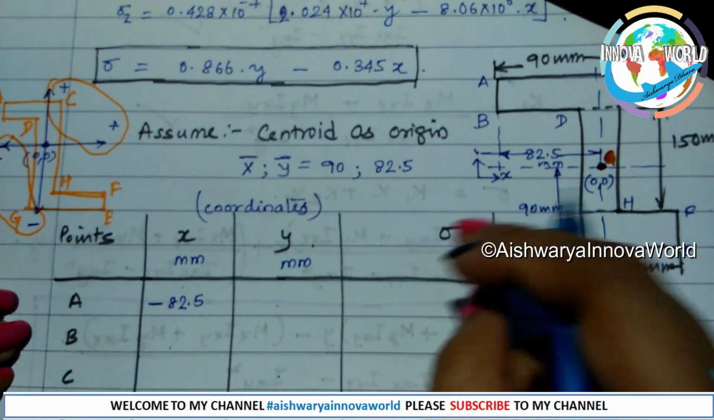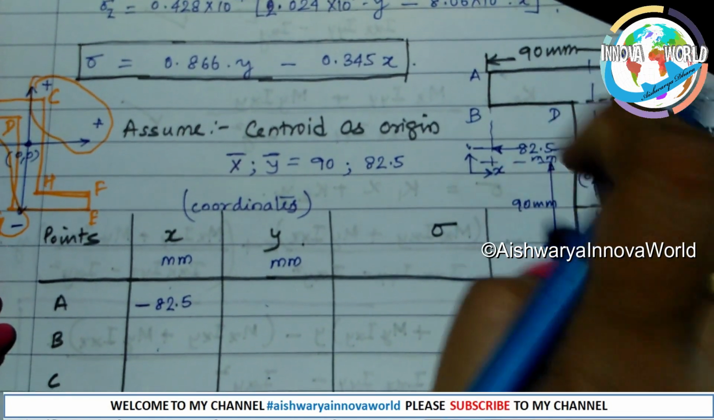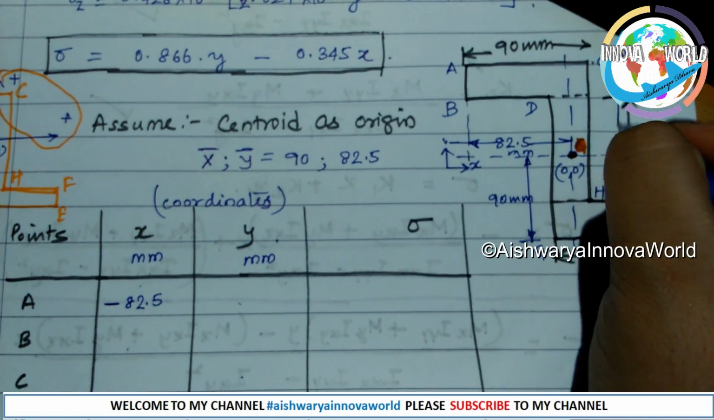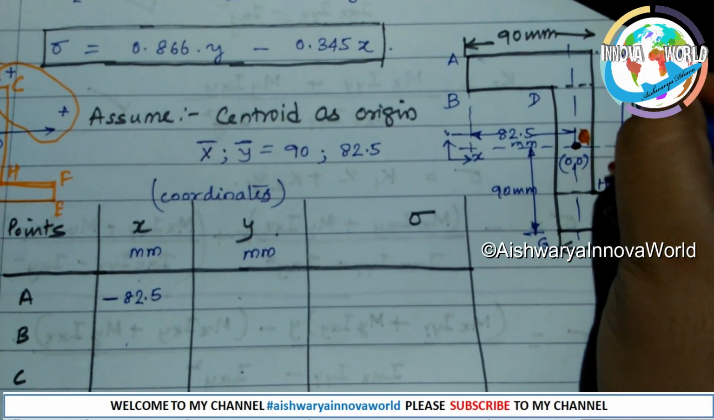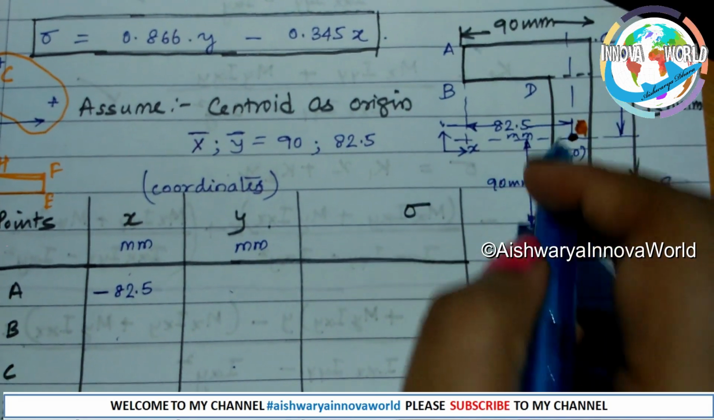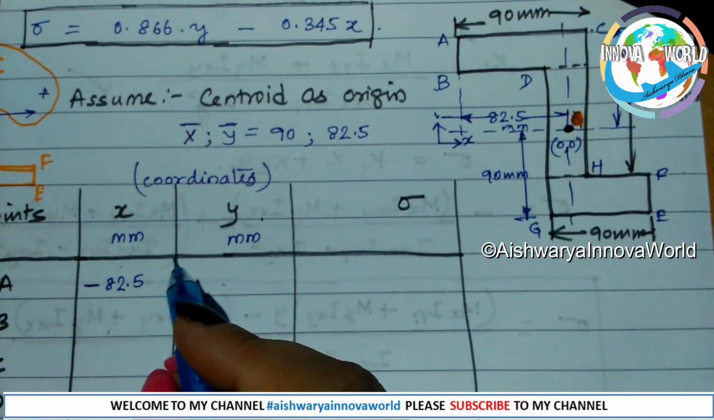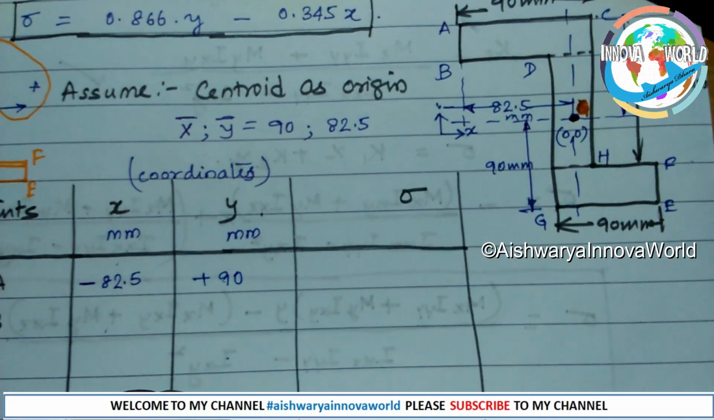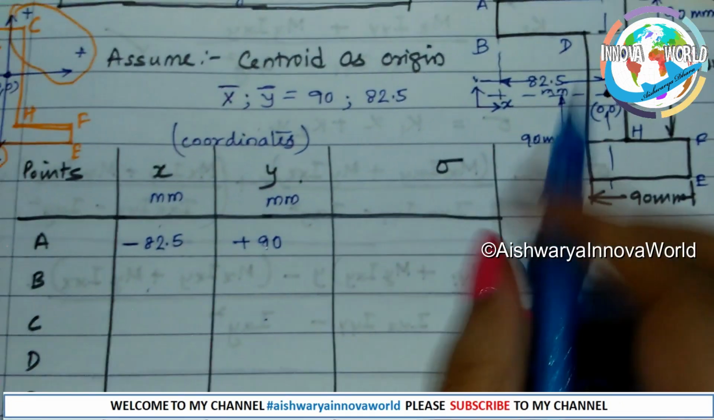Now Y. From this point, how much vertically upwards? This is also 90 mm upward. Upward direction means positive, so plus 90. Now point B.